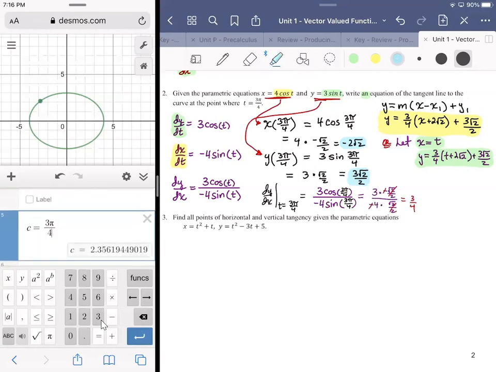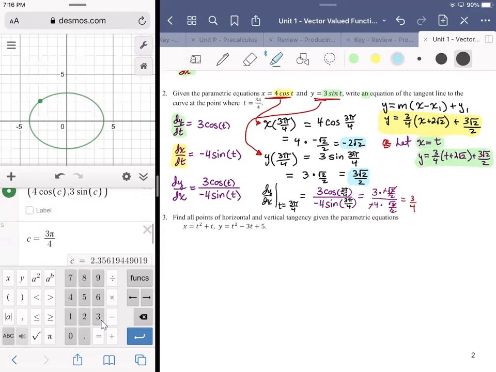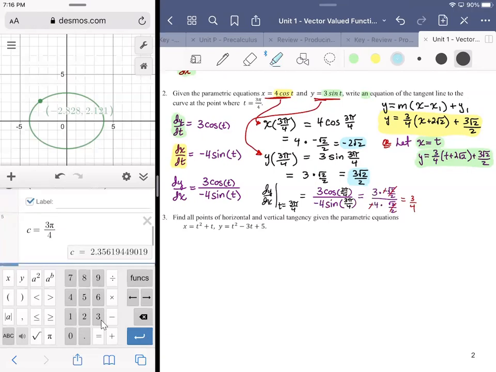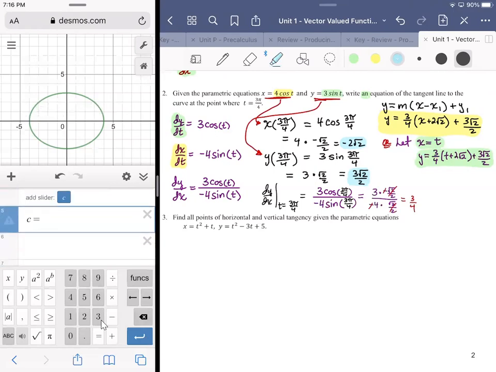So what's happening here is we're substituting in 3 pi over 4 for each c in the ordered pair. To get that to show up on the graph, we just tap on label here, and you can see that the coordinates are now based off of that value where c is equal to 3 pi over 4.